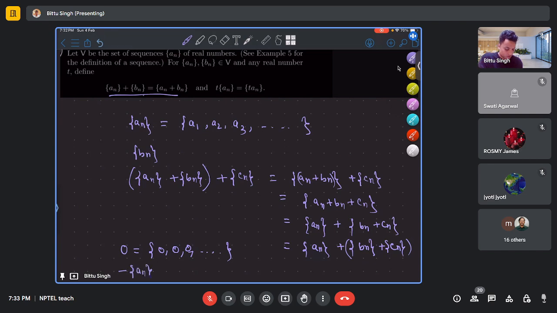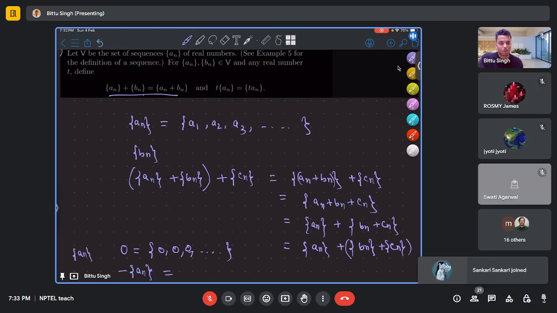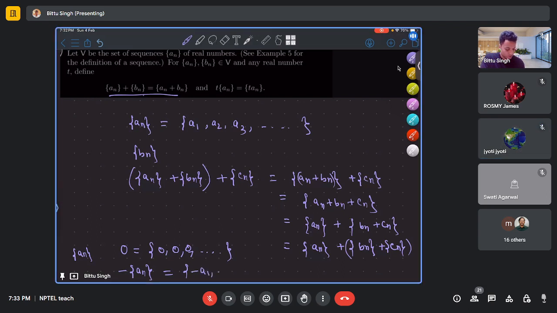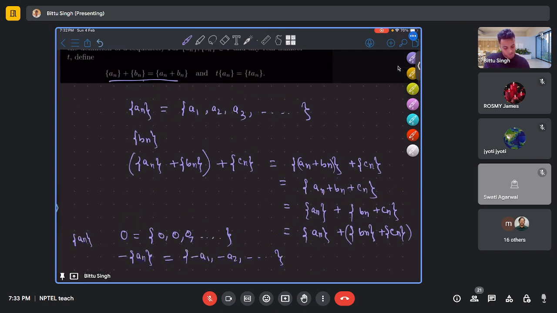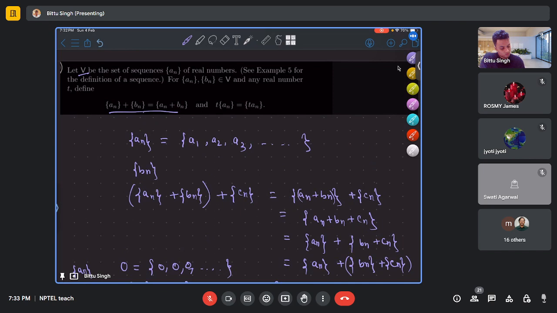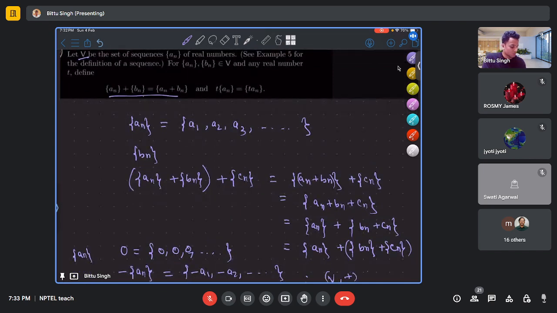And what will then be the additive inverse? Take an element an from this sequence. What will be its additive inverse? Additive inverse will be the negative of that particular number. Yes, you can take minus a1, minus a2, everywhere, minus an. So with respect to addition, everything is okay. Therefore this V with respect to addition is an abelian group.